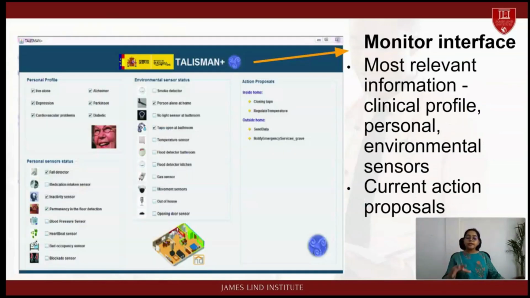And it also has this interface, this monitor interface that can be accessed by the monitoring team, and you can see it has various important information related to the patient, like its personal profile, its clinical profile, environmental sensors, etc. So all the information is displayed on this interface of Talisman.